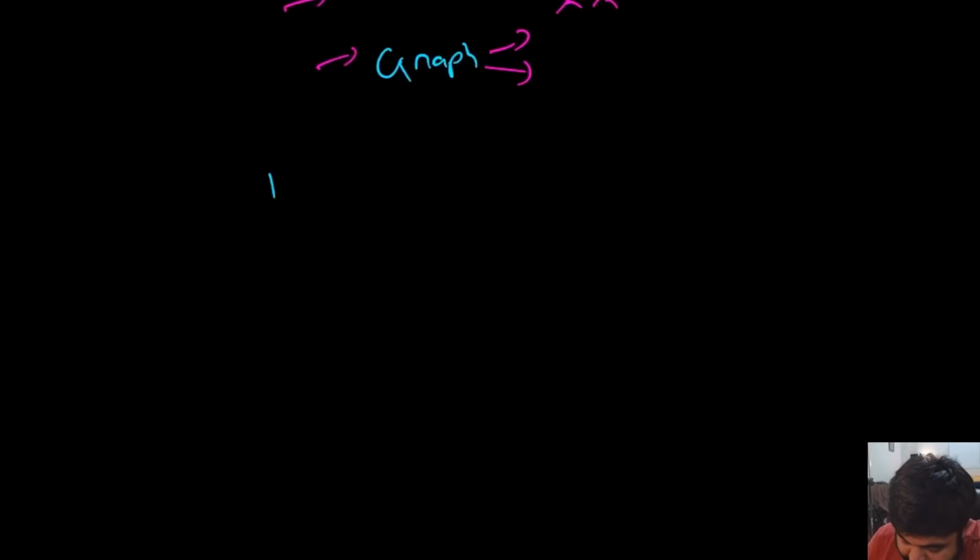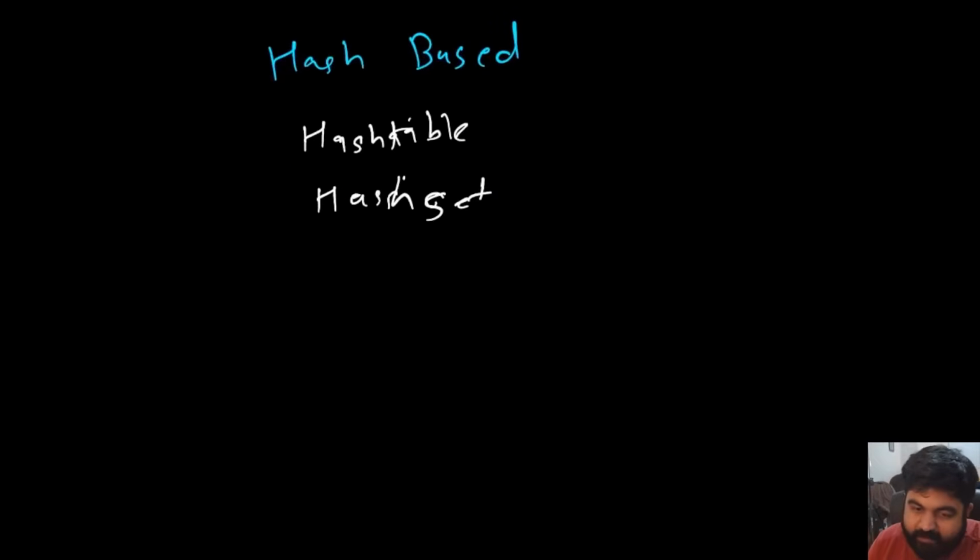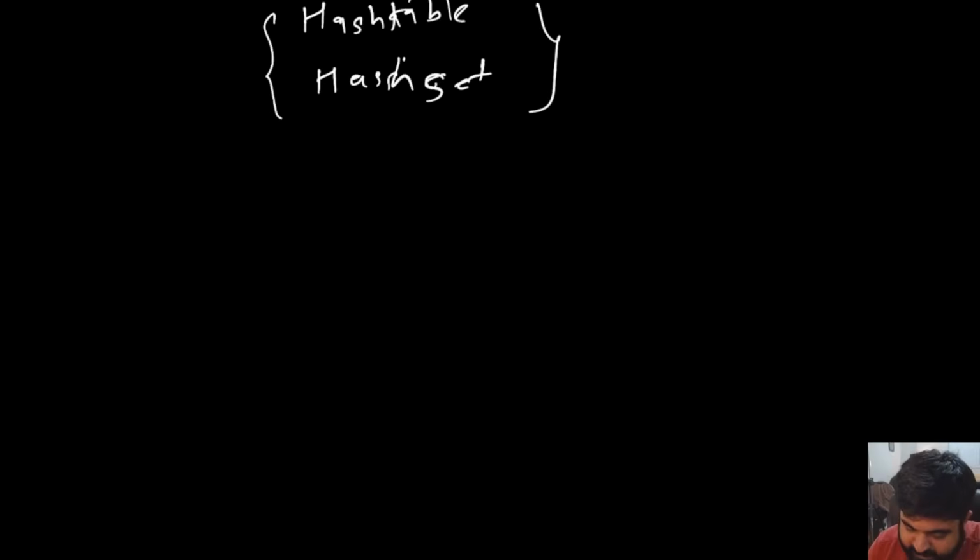Then there come hash based data structures. What do hash based data structures mean? Essentially, this includes the most popular hash table and hash set. They use a different hashing mechanism to store the data and to work with it in quite an efficient manner. We will talk more about this in the upcoming sections.